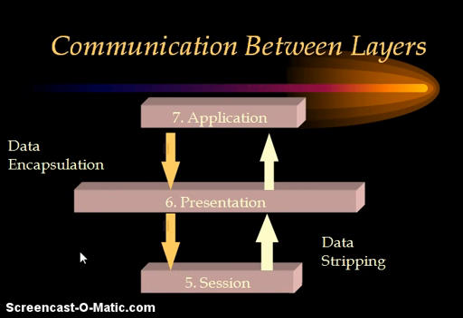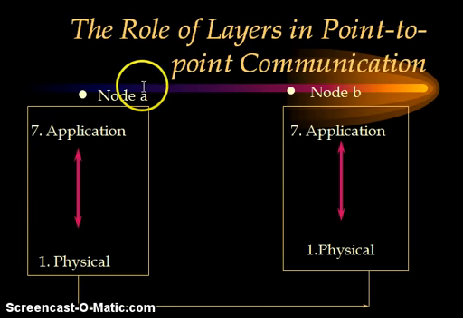So here we have the communication between layers. In the application, presentation, and session layers, data encapsulation and data stripping occur. Data stripping occurs between session and presentation, and between presentation and application data encapsulation occurs afterwards. Here we have 2 different nodes, node A and node B. At node A we have 7 layers from physical to application, and on node B we have application to physical. The physical layer deals with the key interaction point between 2 nodes.